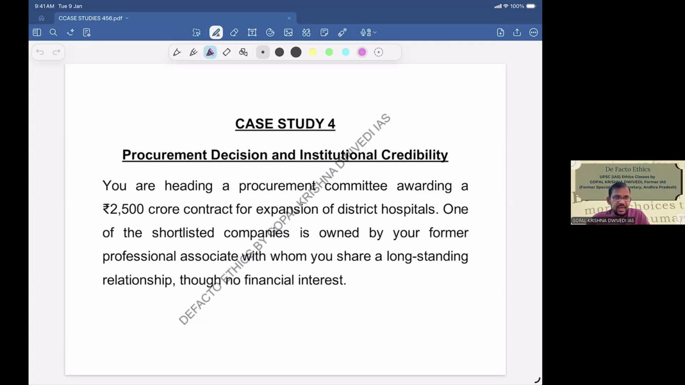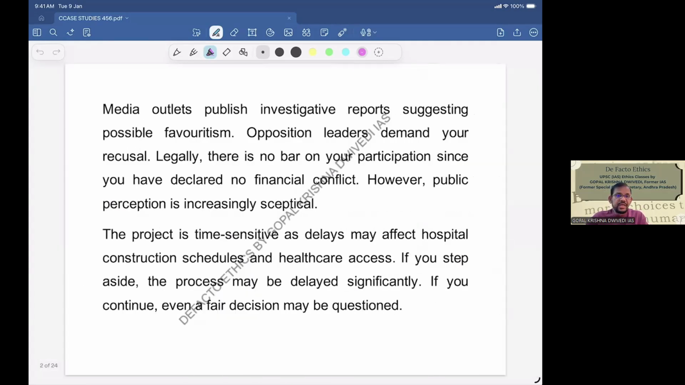The case study reads like this: you are heading a procurement committee, awarding a 2,500 crore contract for expansion of district hospitals. One of the shortlisted companies is owned by your former professional associate, with whom you share a long-standing relationship, though no financial interest. Media outlets publish investigative reports suggesting possible favoritism. Opposition leaders demand your recusal. Legally, there is no bar on your participation since you have declared no financial conflict.